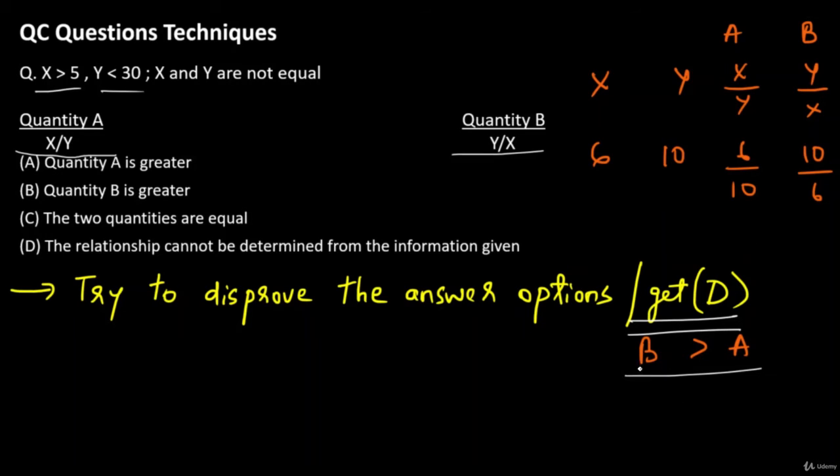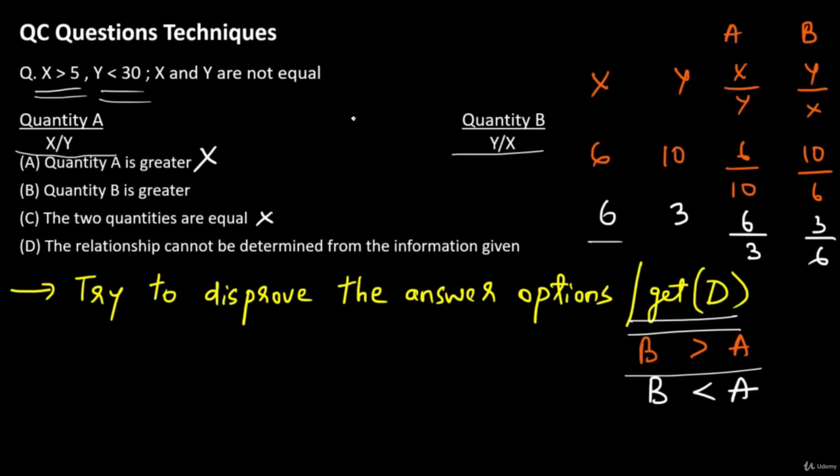Now remember, when you got B as greater than A, directly you have eliminated half of the options. That is, it cannot be answer option A and it cannot be answer option C. All right, now let's plug in the values x as 6 and y as 3. If x is 6 and y is 3, quantity A is 6 by 3 and quantity B is 3 by 6. And you can see that x is greater than 5 and y is less than 30. So the conditions are also satisfied.